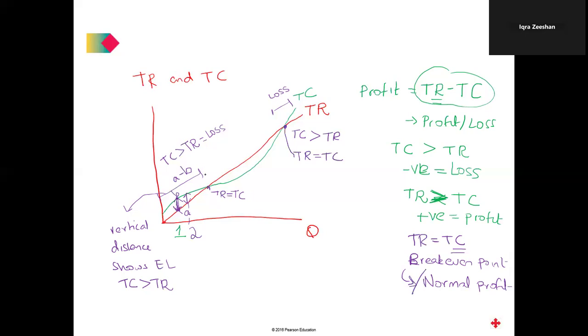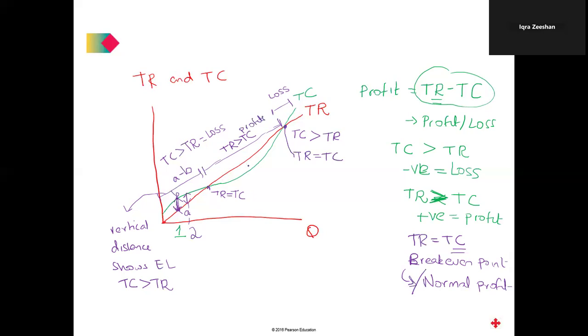Now let us talk about this middle section. In this section, the total revenue line is lying above the total cost line. This means that this middle section indicates profits.